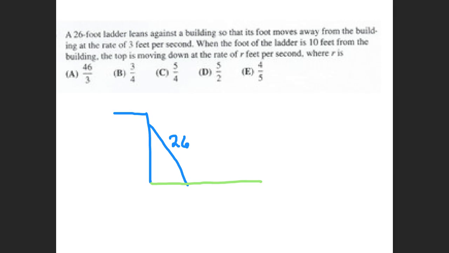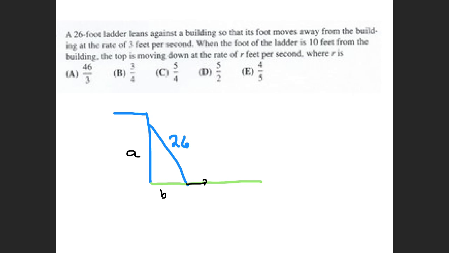Then it says that its foot moves away from the building at a rate of 3 feet per second. So this ladder is moving this direction at 3 feet per second. Now I'm going to label these: I'm going to label this A and this B.